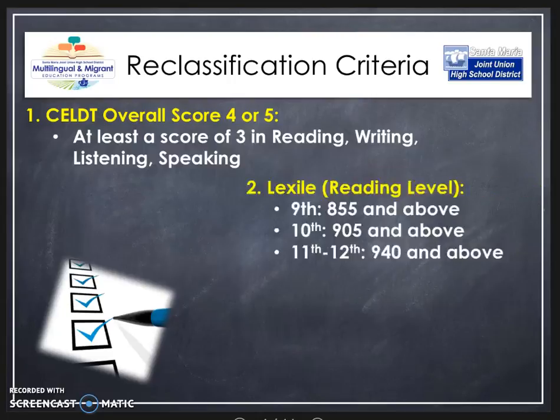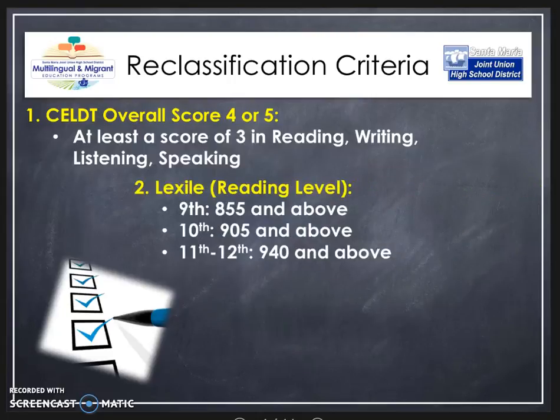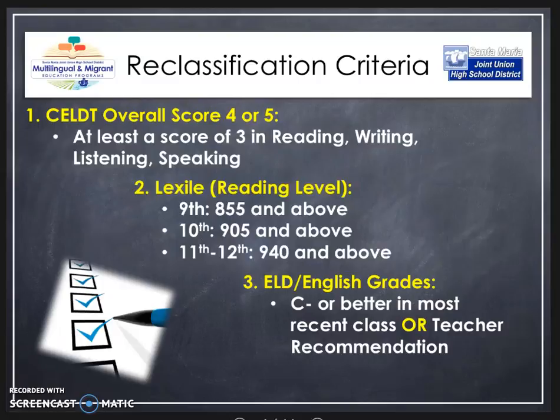Number 2, your reading level, also known as your Lexile, must be at least 855 if you are in the 9th grade, 905 if you are in the 10th grade, and 940 if you are a junior or senior. Number 3, you must have a C- or better in your most recent English or ELD class. But don't worry, if you don't have this, your teacher can also recommend you to reclassify anyways. And number 4, finally, we will communicate with your parents and get their input as well. Today, we are going to be working on number 2, testing to get your reading level.